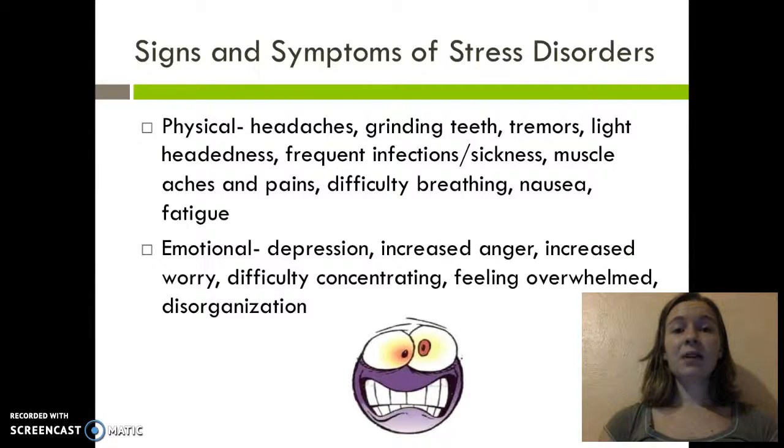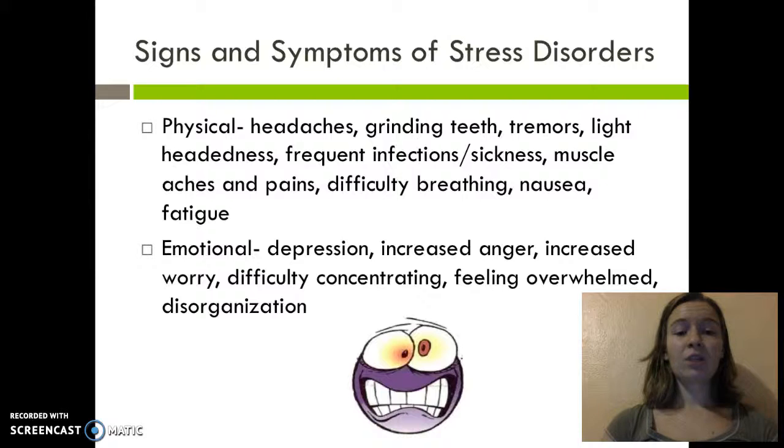So signs and symptoms of stress and anxiety disorders are very similar. They can manifest themselves in physical and emotional outlets. Physical stress disorder signs and symptoms would include headaches, grinding of the teeth or locking of the jaws, tremors, lightheadedness, frequent infections or sickness, muscle aches and pains, difficulty breathing, nausea, and fatigue.